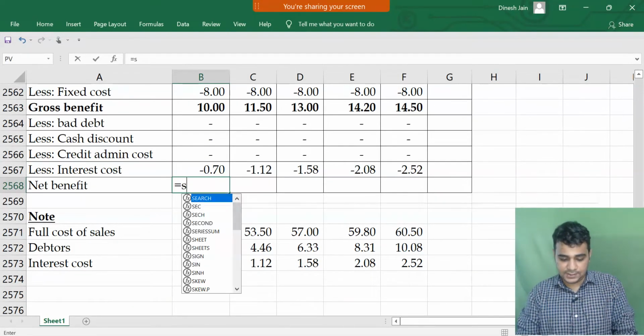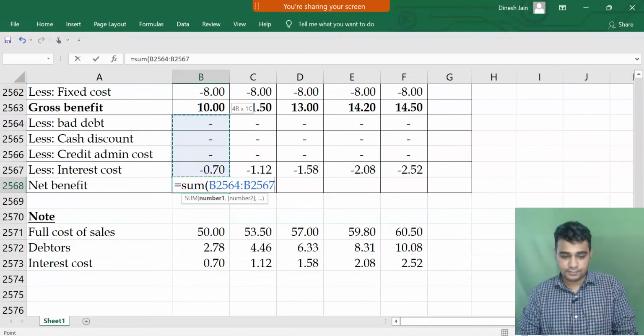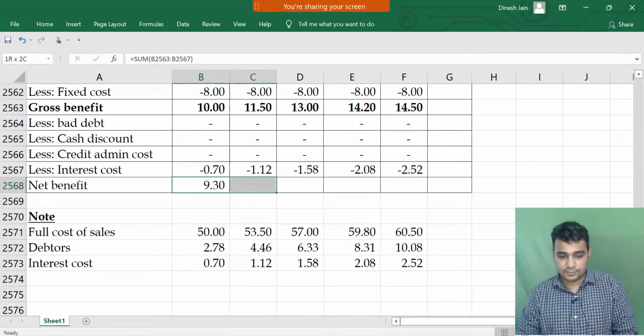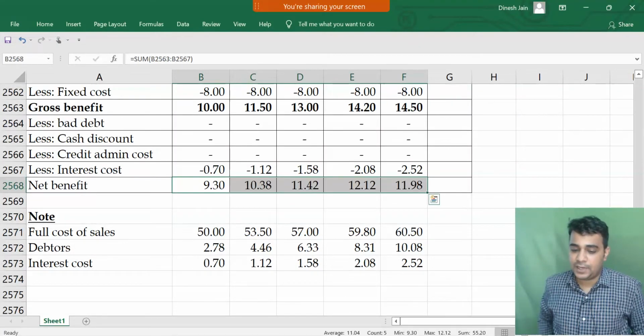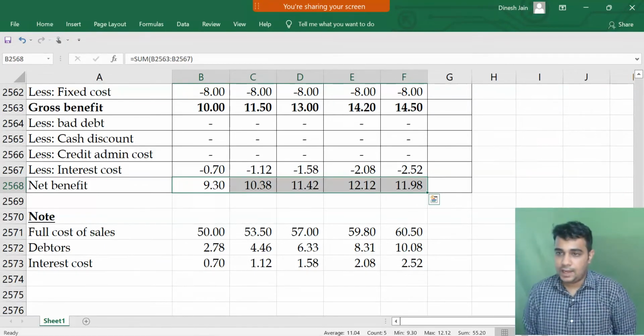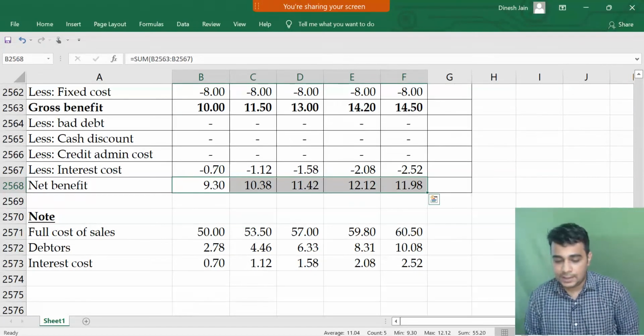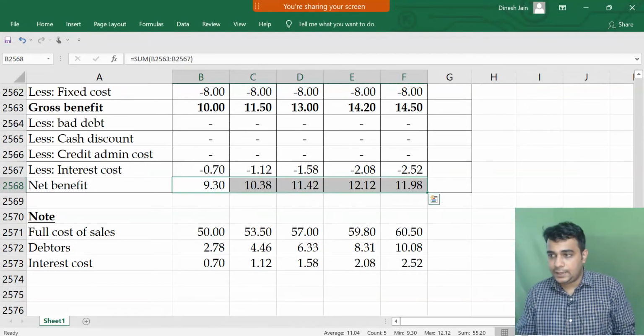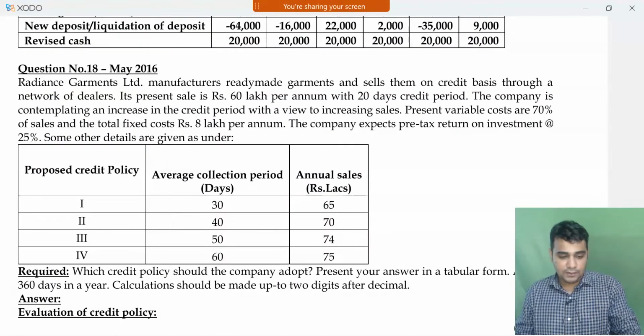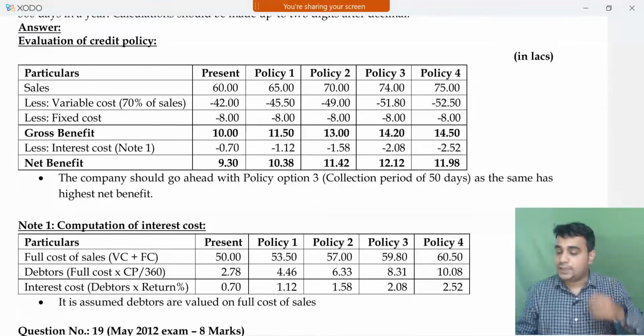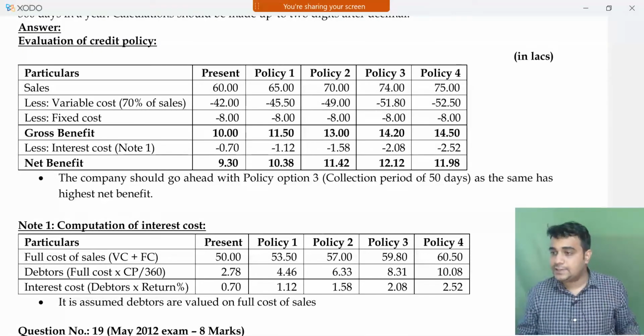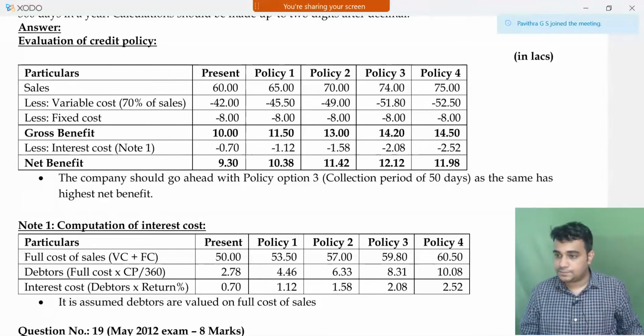My net benefit is, whichever gives me the highest net benefit, I'll choose that. I'll choose credit policy 3 because that gives me the maximum net benefit. That is a credit period of 50 days. We'll give a credit period of 50 days because that gives me the maximum benefit. Clear? Any doubts on this?